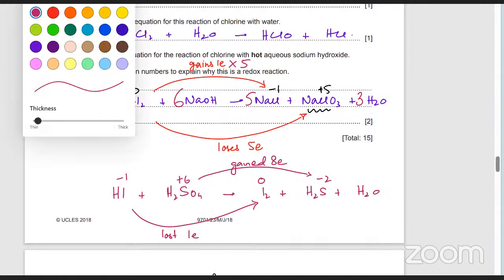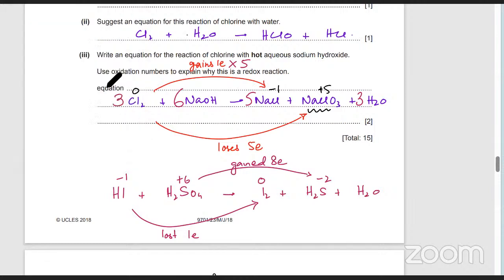Clear hai? Toh barabar karne hain. You have to make them equal. So I need to multiply this by what? I need to multiply this by 8, right? So I should have 8 I -1s. And I should have 8 iodines that are 0. So yahan pe I would just multiply it by 4. Theek hai? So now the equation's electrons gained and lost are equal. Is this clear? Yes, sir.